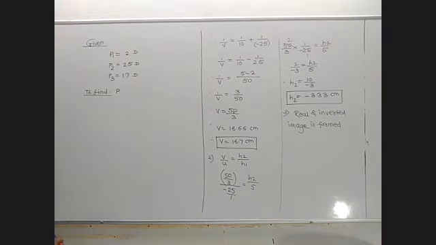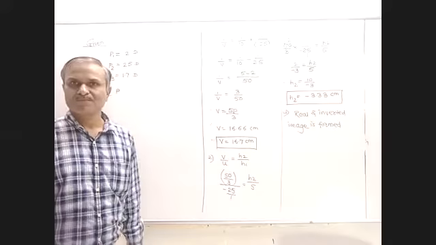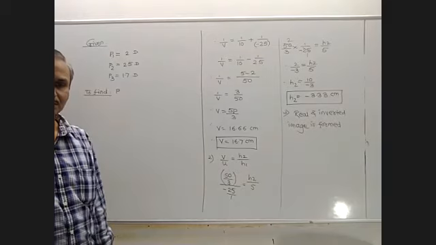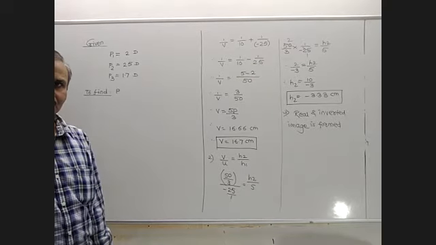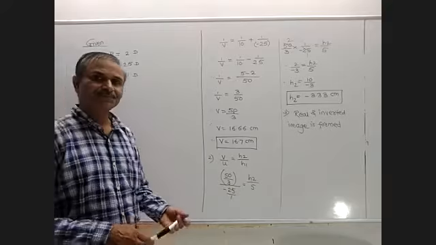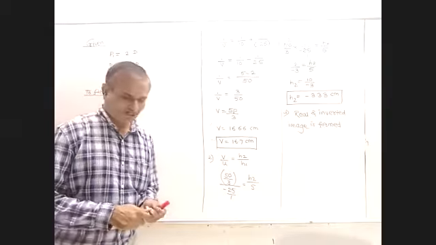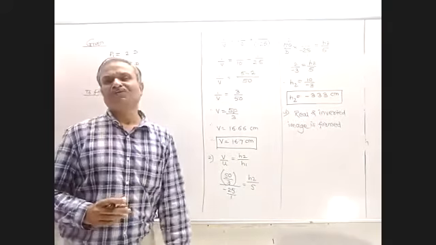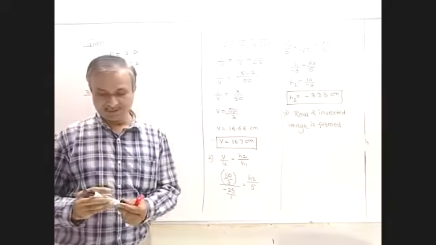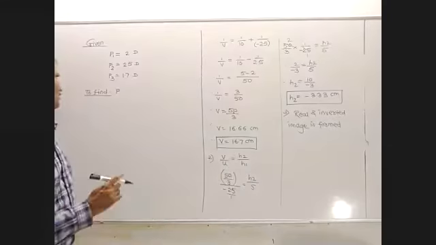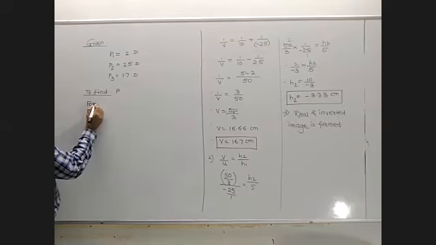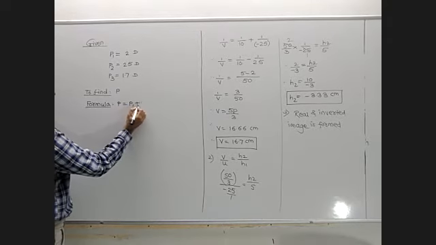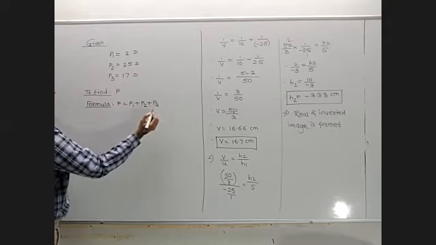Can anyone unmute yourself and tell me the formula? What is the total power? Look now, P is equal to P1 plus P2 plus P3. Correct. Very good. So this is the resultant power. P is equal to P1 plus P2 plus P3.